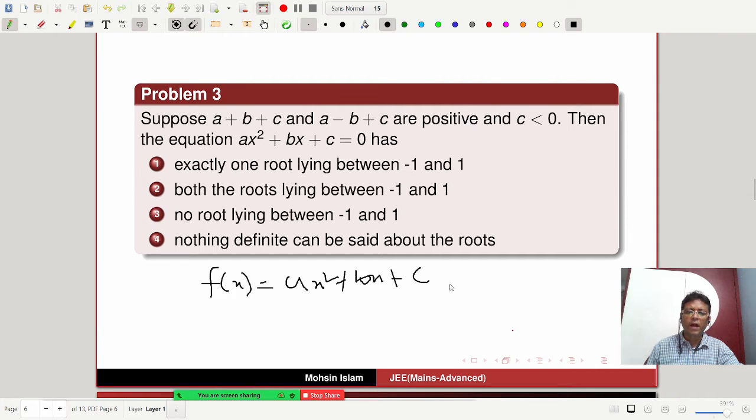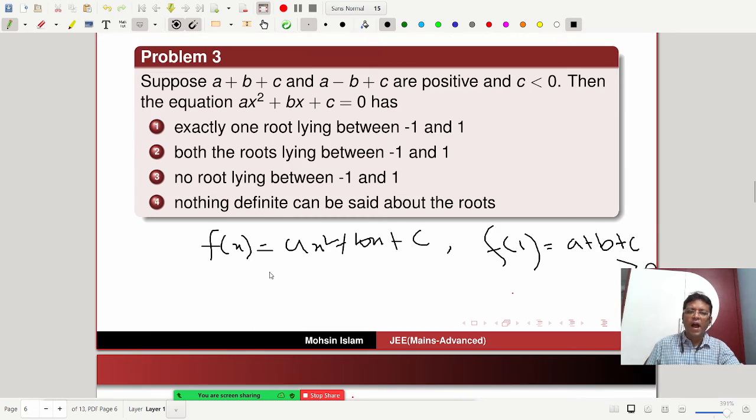And what is your f(1)? F(1) is a plus b plus c, and that is positive. Look at that, because it is given in the question, a plus b plus c is positive. Because in the options you can just guess an idea about 1, minus 1, 0, these are the values, you can check these values. And f(1) is a plus b plus c greater than 0.